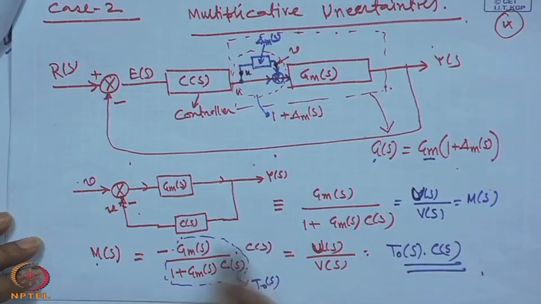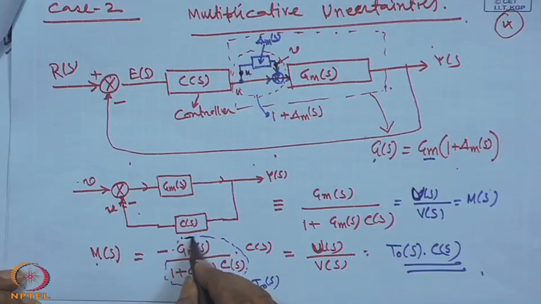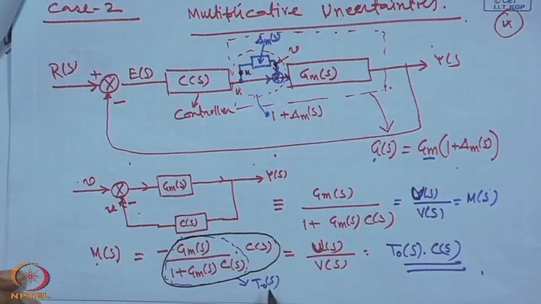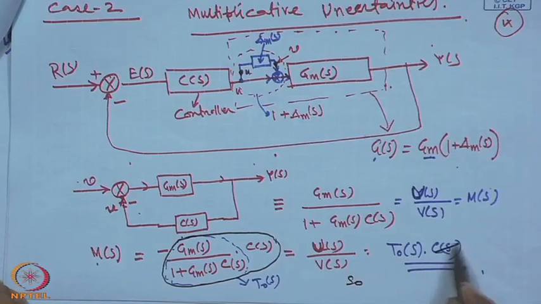So, this is nothing but this, okay. Now, look at this one, this is the sensitivity function. The sensitivity function is that one, not this one. This is the sensitivity function, the T 0 of S. The complementary sensitivity function is H 0, and the complementary sensitivity is T of T 0 of S, this is the complementary. So, U S by V S is equal to that.